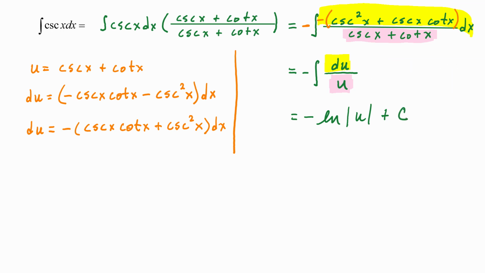Since it's an indefinite integral, we have to go back to the x variable. So now we see that the integral of cosecant of x dx is going to equal negative natural log absolute value of cosecant x plus cotangent x plus c.